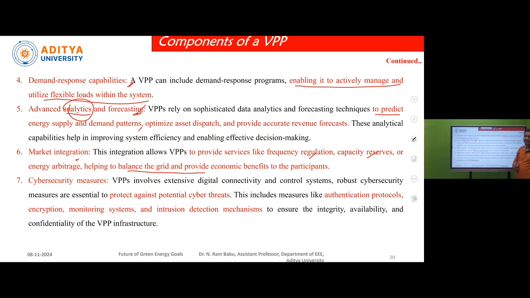Next one is cyber security measures. As all the distributed energy sources are interconnected with one another, a cyber attack may happen. So in order to protect against these cyber threats, some cyber security measures are to be taken. This includes authentication protocols. That means if you give the protocol, then it will operate, or else it won't operate. The next one is encryption and monitoring systems, intrusion detection mechanisms. These are utilized to provide the confidentiality of a virtual power plant infrastructure.